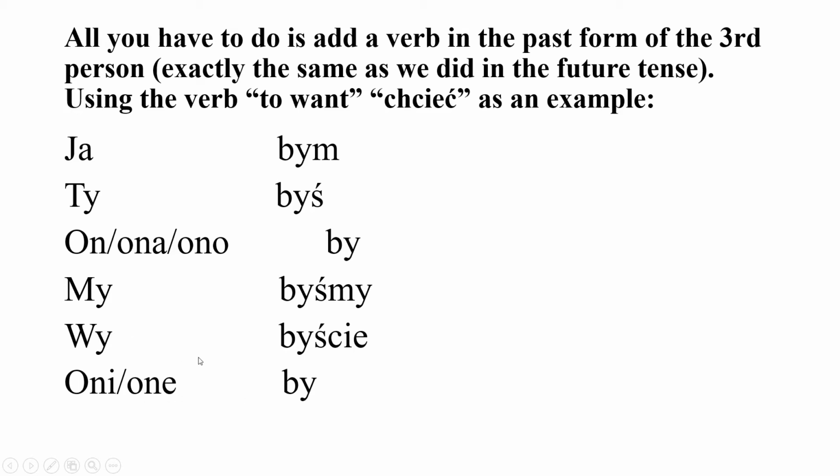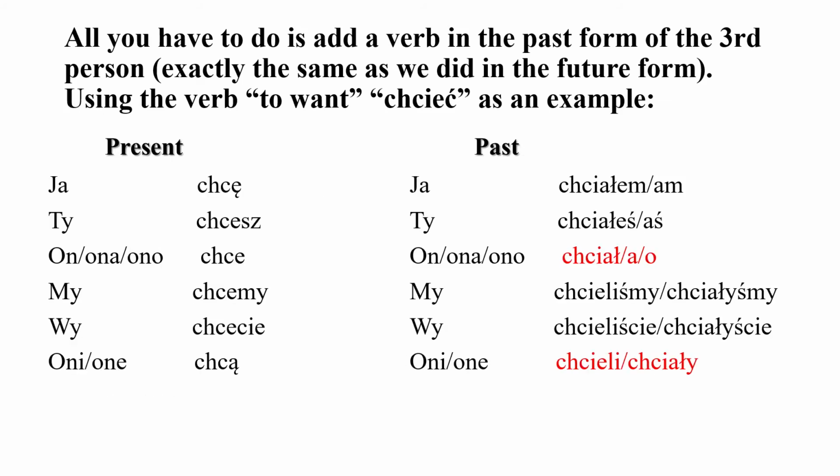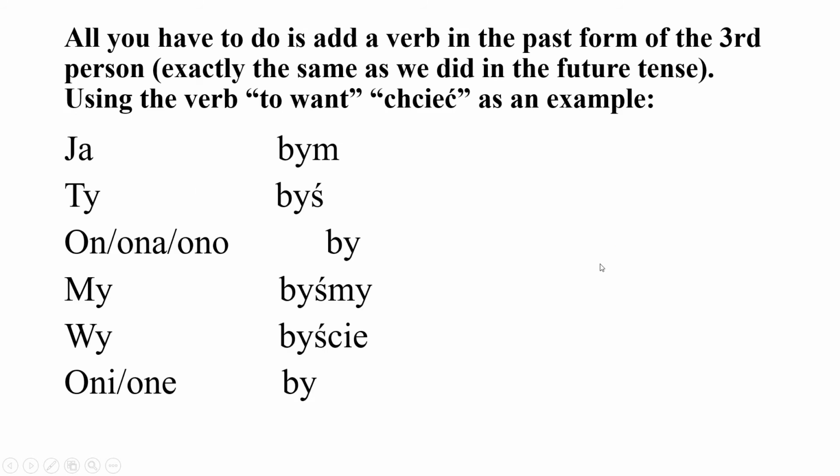Okay, so all we have to do now is add the verb that we want, for example, in this case, to want, chcieć, and the past form, third person. So, chciałbym, ja chciałbym, I would. Now it means that I'm asking that I would like something. Ja chciałbym, I would like something. And notice the form, the third form of the past. You just put it before bym. And it makes the word that means I would.